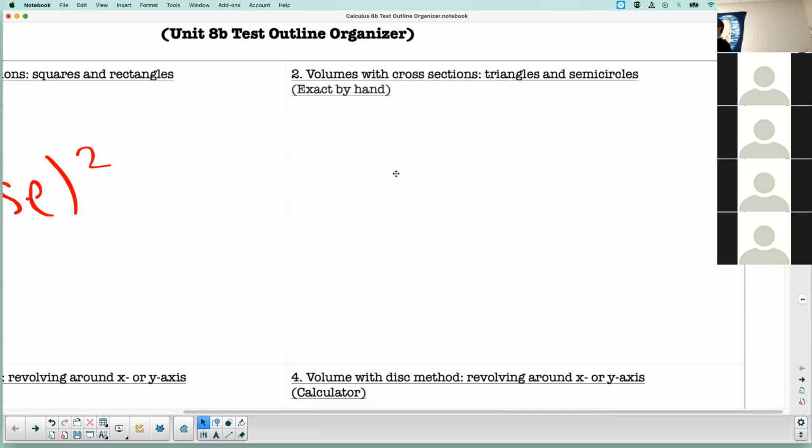Okay, so number two says exact by hand. I believe it's question 2 and 3 that say that. That's just referring to the fact that I need all of the work shown. Now, you can certainly use your calculator to verify or check your own work. But the answer to number 2 should be written as like 4 pi if it has a pi in the answer. If it's a triangle, it won't have a pi, but a semicircle would.